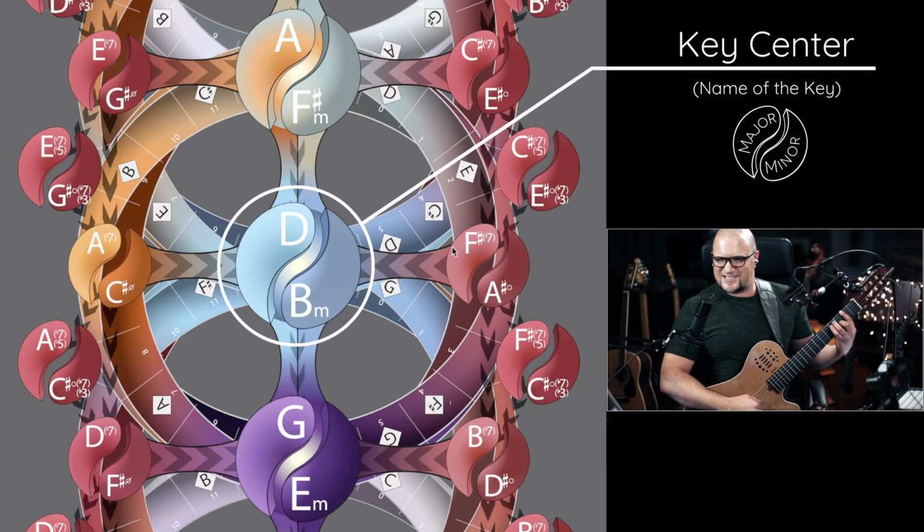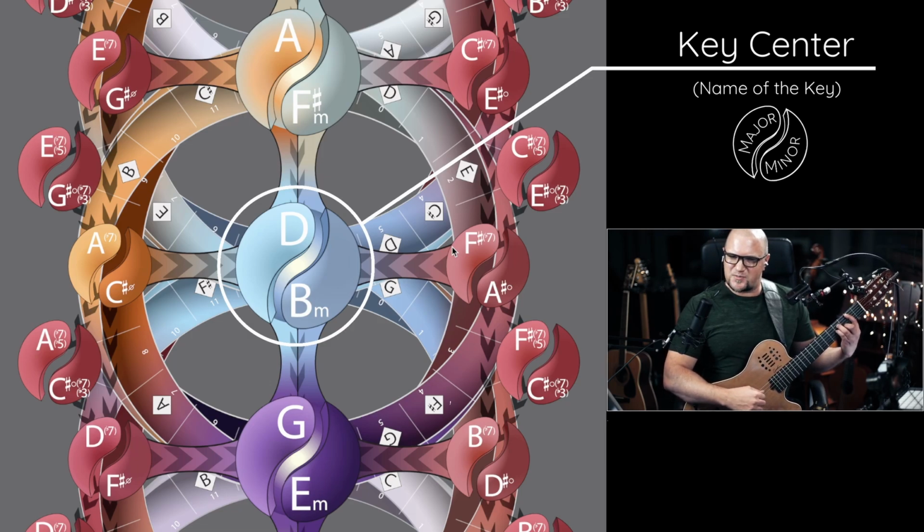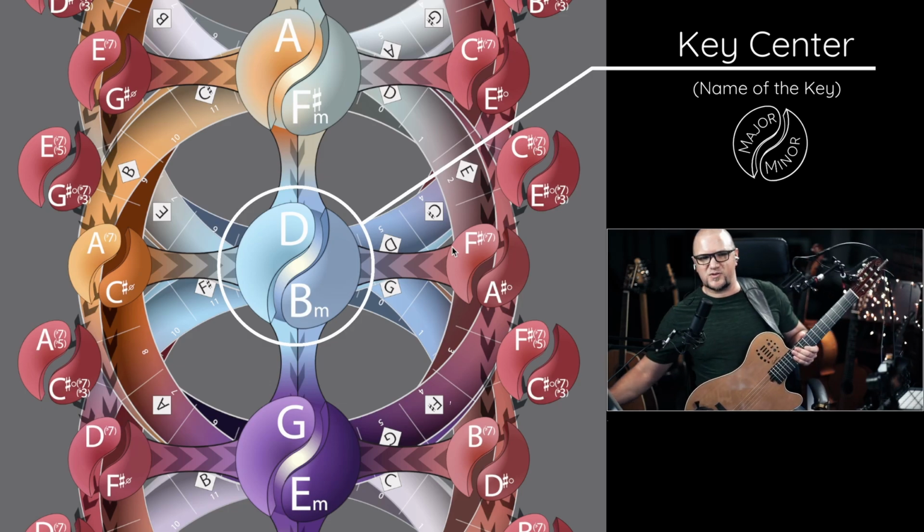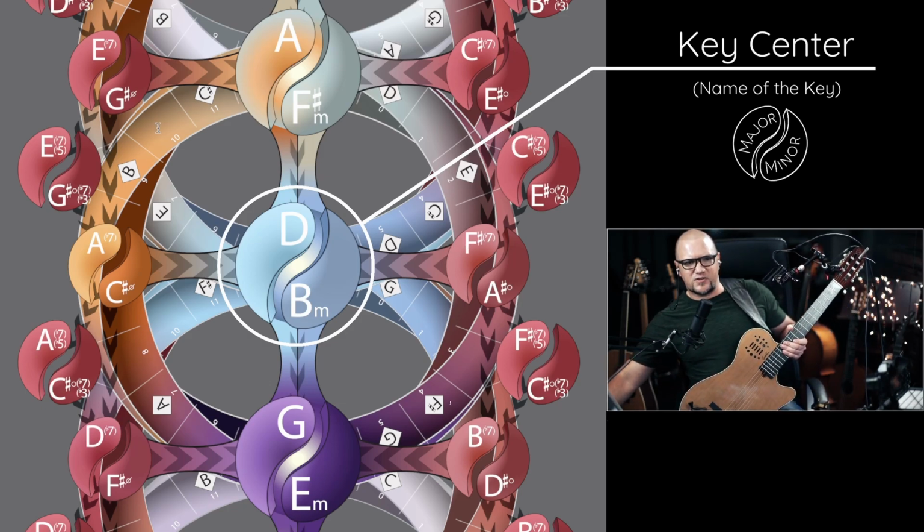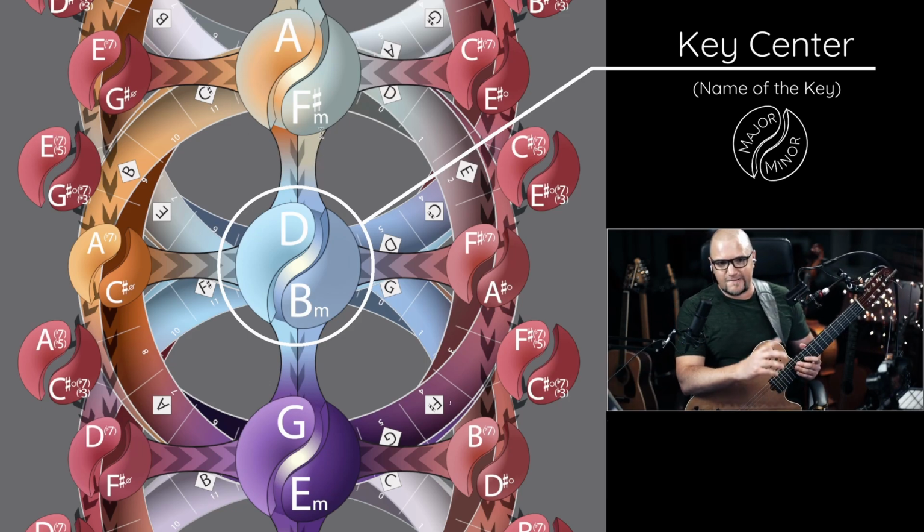I can hear that's the tension chord that wants to go back to B minor, so I know it's the F sharp, and every one of these chords has a really specific flavor that you can get to know. And let's try another one.